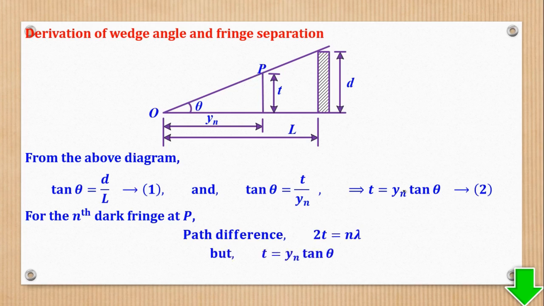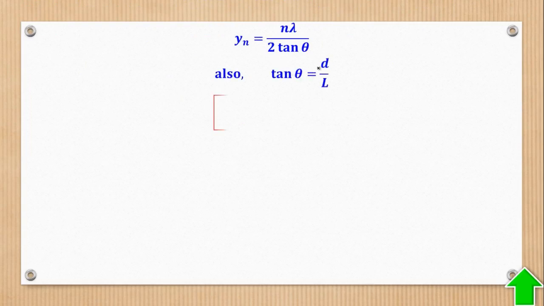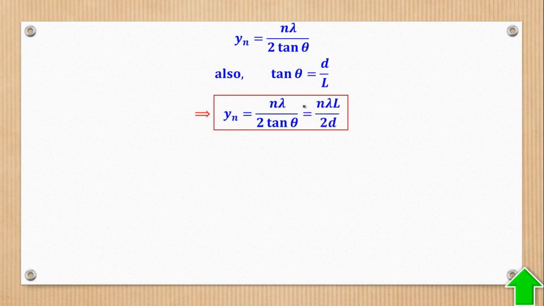But t is equal to this. So come and substitute to come up with that. Then when I make yn the subject, I'll come up with that. Also, we know that tan theta is equal to this. Therefore, I'll come and substitute and get this. So these are the two formulas which can be used to get yn in an air wedge for a dark fringe.